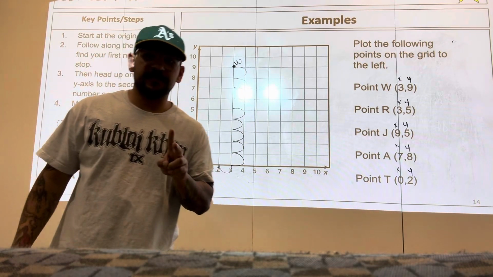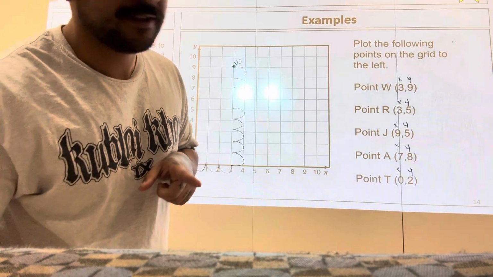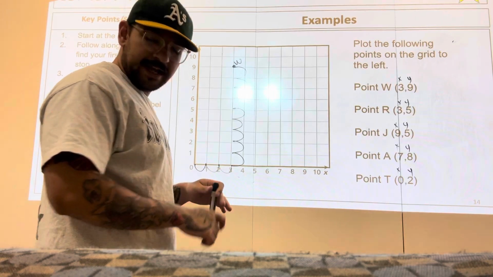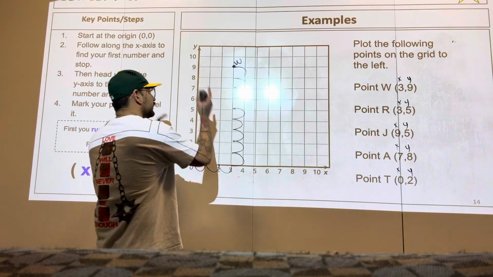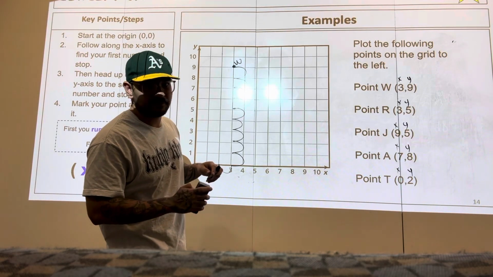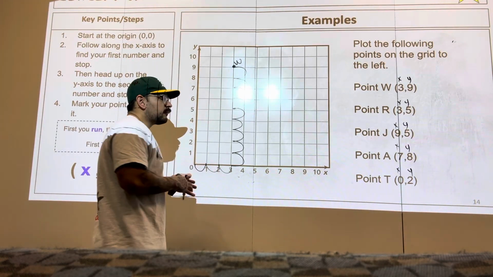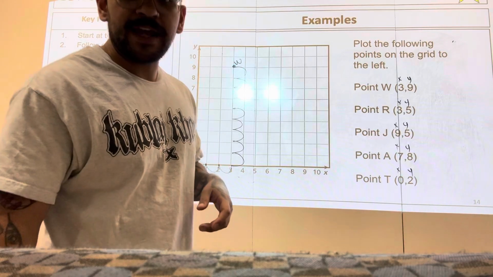Two important things. You need to label it, and it needs to have a dot or a point, an indication that that is the point that we're looking at. Okay? Let's do the next one. We have 3 and we have 5.